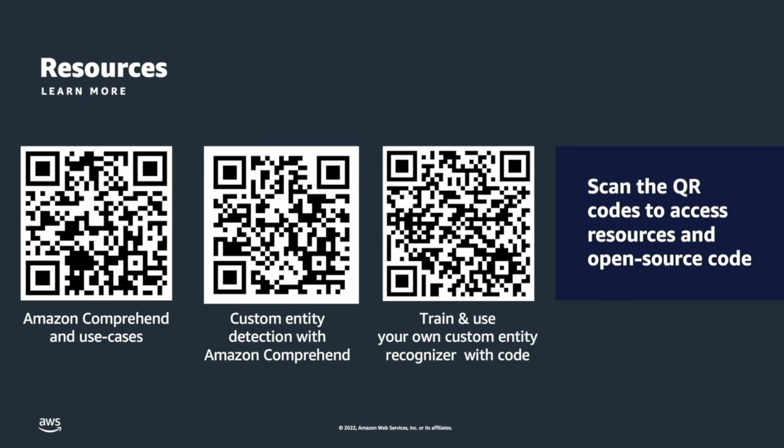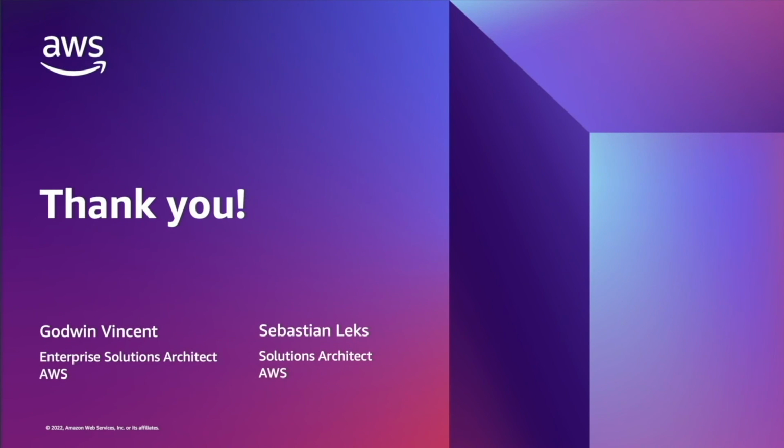All of the operations that we have discussed so far can also be performed using AWS CLI and AWS SDK such as Boto3 for Python. To learn more, please scan the QR codes to access the resources and open source codes. Hope this demo will be helpful to understand the inference capabilities of Amazon Comprehend Entity Recognition. Thanks for watching.